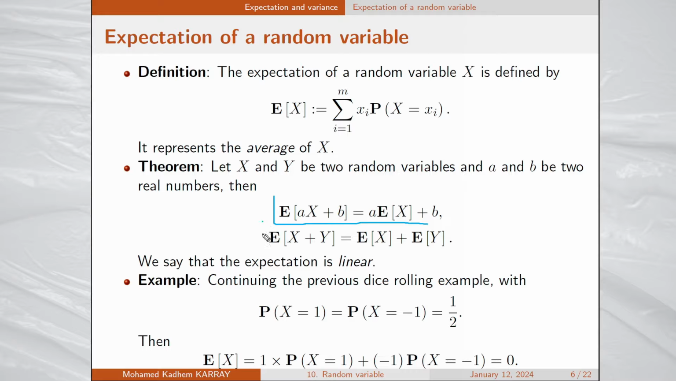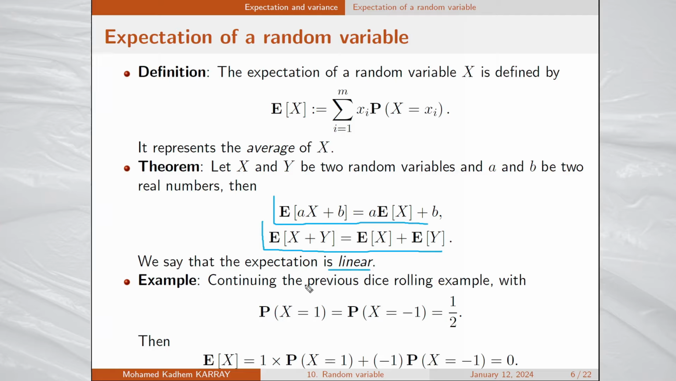Moreover, the expectation of the sum of two random variables equals the sum of the expectations. We say that expectation is linear. Let's give an example now.